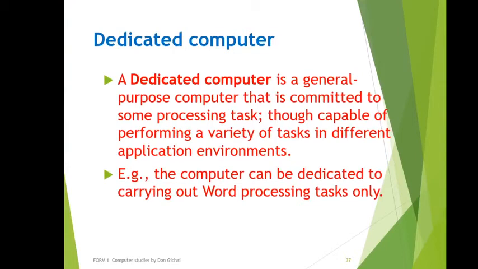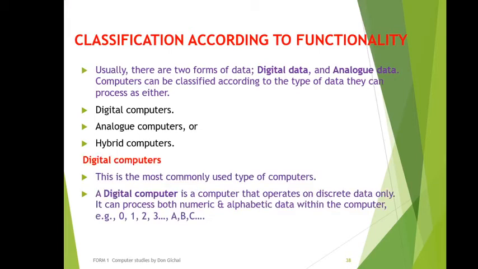Now, lastly, on classification, according to purpose, we have dedicated computer. What is a dedicated computer? A dedicated computer is a general purpose computer that is committed to some processing task, though capable of performing a variety of tasks in different application environment. Therefore, it is just a general purpose computer, but in this case it is dedicated for only one task. For example, the computer can be dedicated to carrying out word processing task only. That doesn't mean it cannot play movies. It can, but it has been set aside to only do one task.